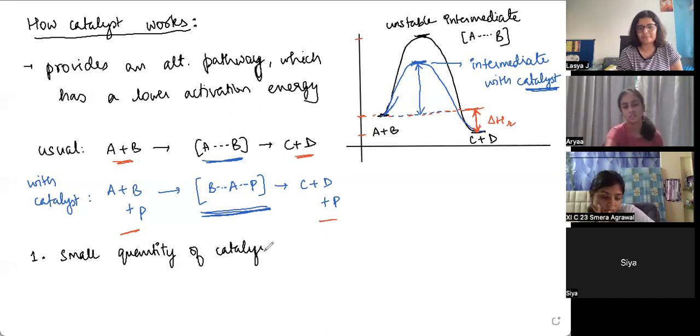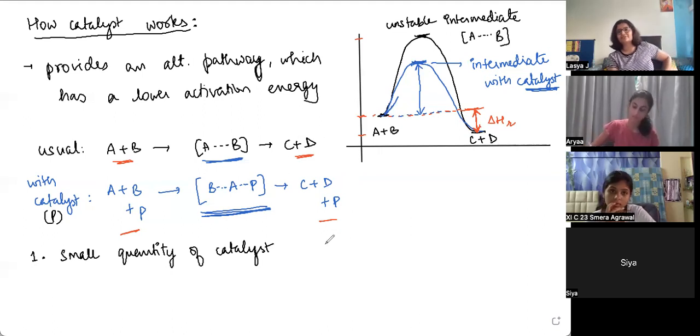What is that T? Catalyst? Yeah. I wanted to use C, and then I realized no, C and D are already products. That's why I switched to P.